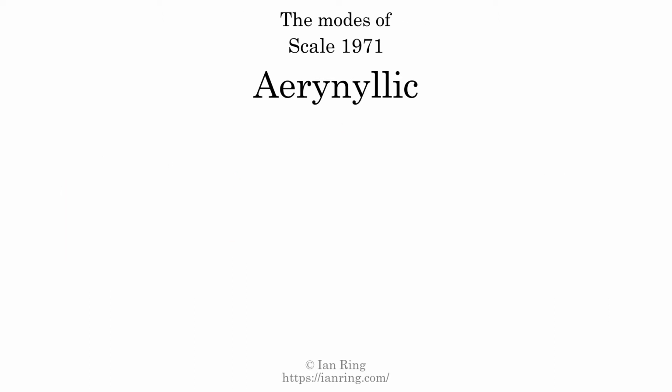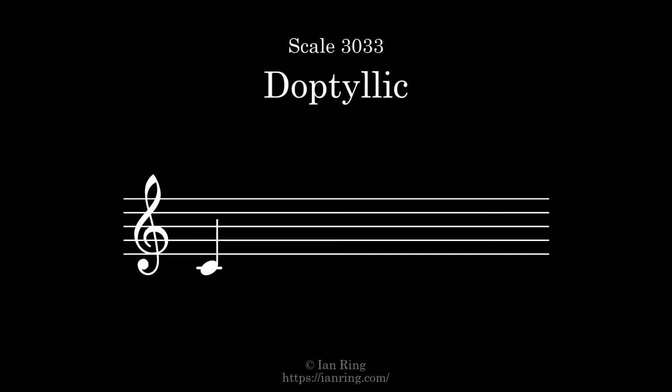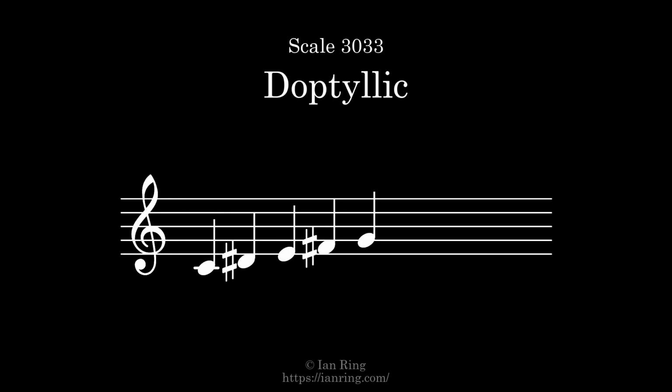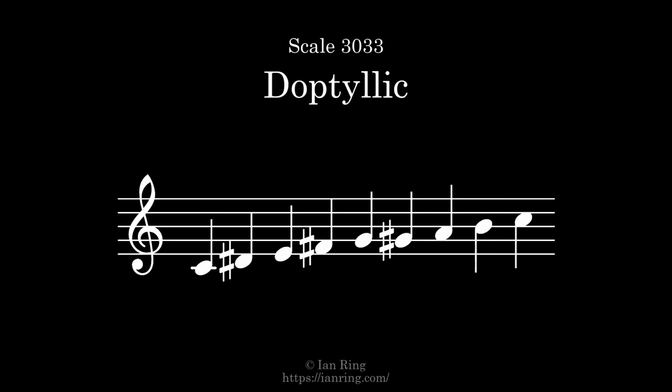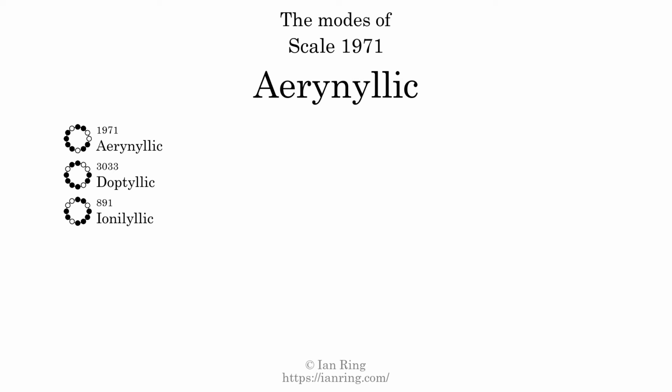This scale has 8 modes. The first mode is itself. The second mode is scale 3033, also known as doptylic. It sounds like this. The third mode is scale 891, also known as Aerynyllic. It sounds like this.